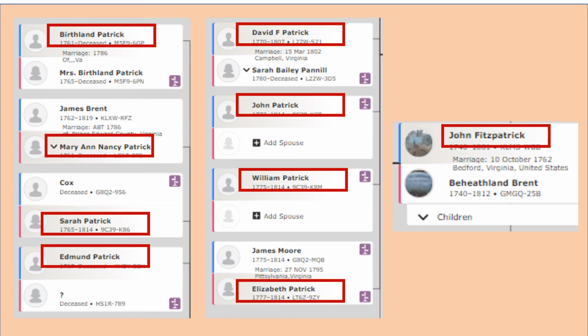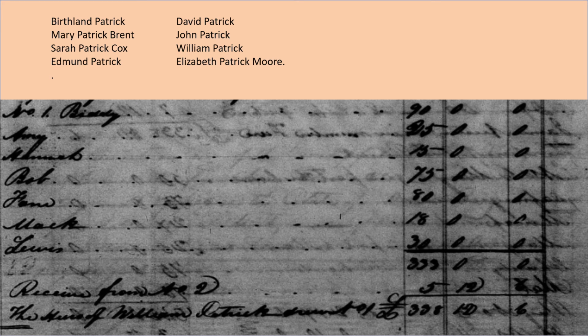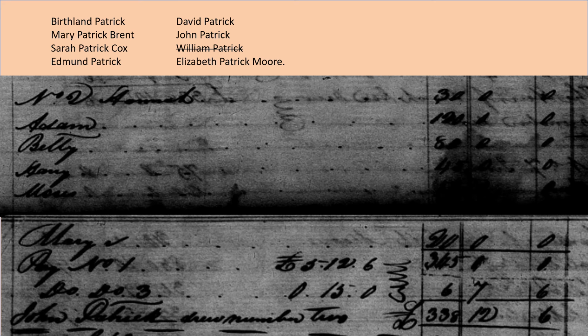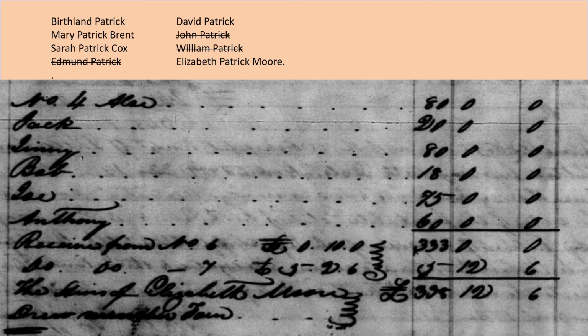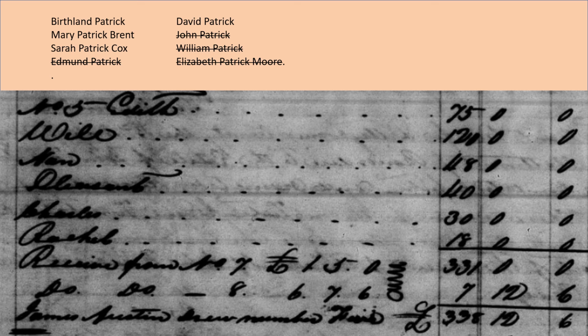Let's take a look at the document. The slaves were divided up into numbered groups. Each person drew a number, and those were the slaves they received. William Patrick drew number 1. John Patrick drew number 2. Edmund Patrick drew number 3. Elizabeth Moore drew number 4. James Muston drew number 5.